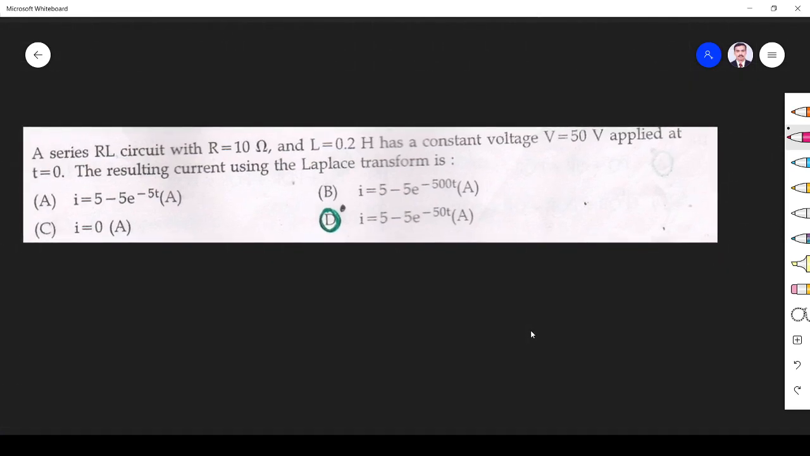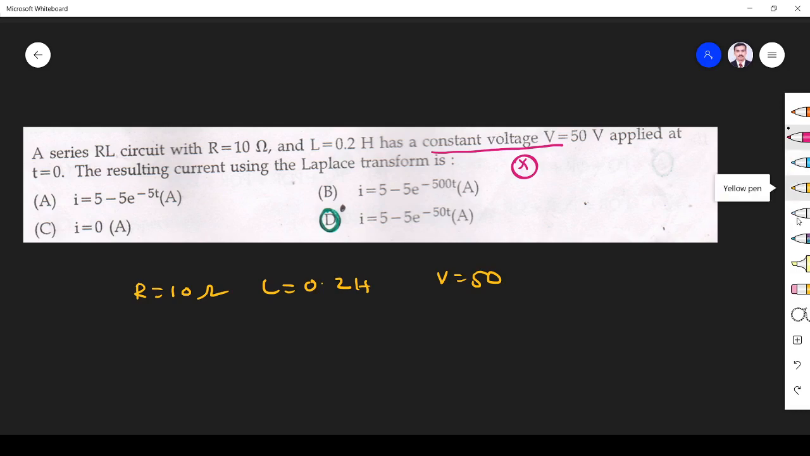A series RL circuit with R equal to 10 ohm, L equal to 0.2 Henry, has a voltage of 50 at t equal to 0. See, the main word is a constant voltage. This is a clue, right? What is the resulting current using the Laplace transform?